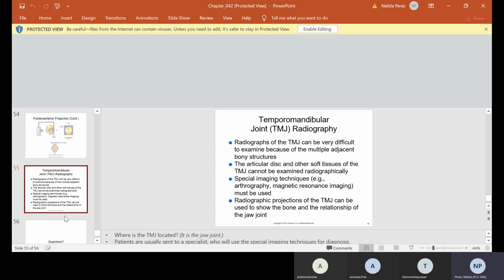Alrighty. And for the TMJ radiography, these radiographs of the TMJ can be very difficult to examine because of the multiple adjacent bony structures. The articular disc and the other soft tissues of the TMJ cannot be examined radiographically. Special imaging techniques, such as arthrography and magnetic resonance imaging, must be used. Radiographic projections of the TMJ can be used to show the bone and the relationship of the jaw joints.